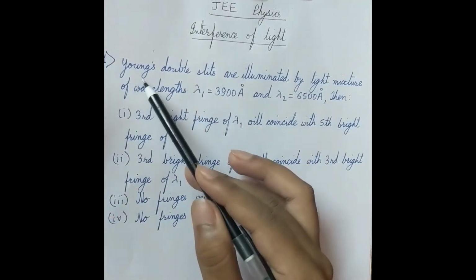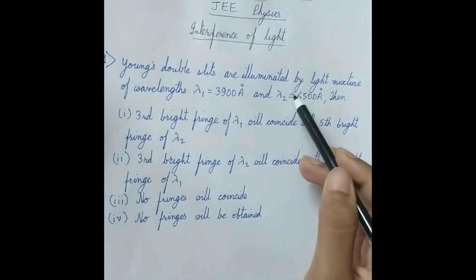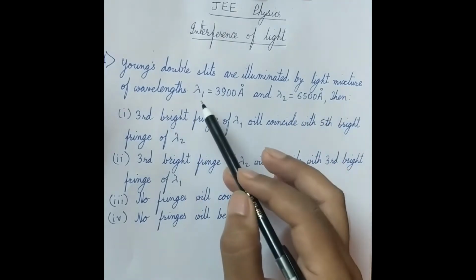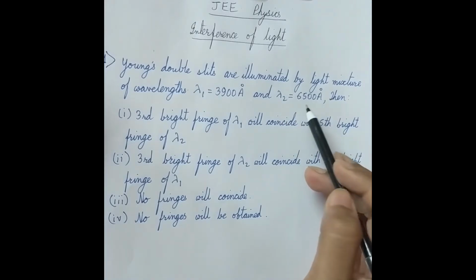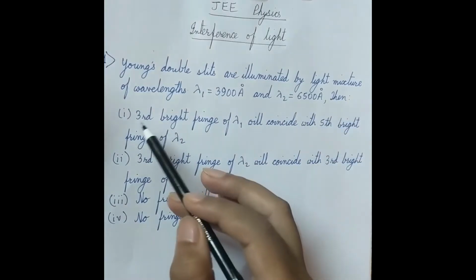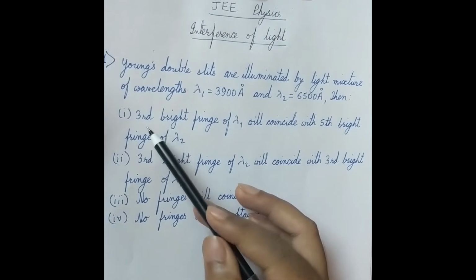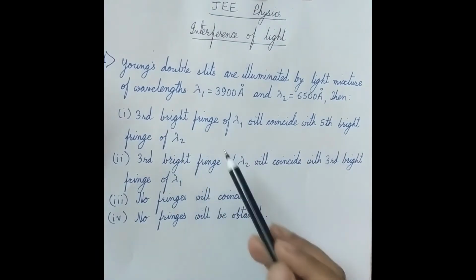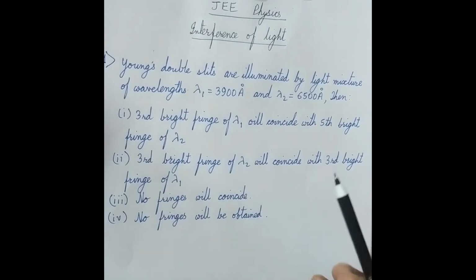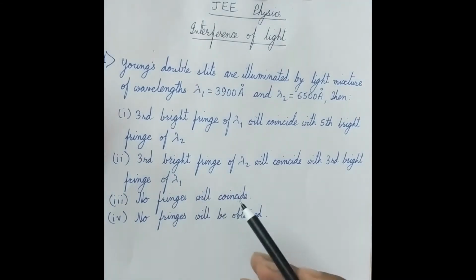So the first question says that Young's double slits are illuminated by a mixture of wavelengths. Lambda 1 is 3900 Angstrom and lambda 2 is 6500 Angstrom. Which of these options would be correct? Third bright fringe of lambda 1 will coincide with fifth bright fringe of lambda 2, or third of lambda 2 will coincide with fifth of lambda 1. No fringes will coincide and no fringes will be obtained.